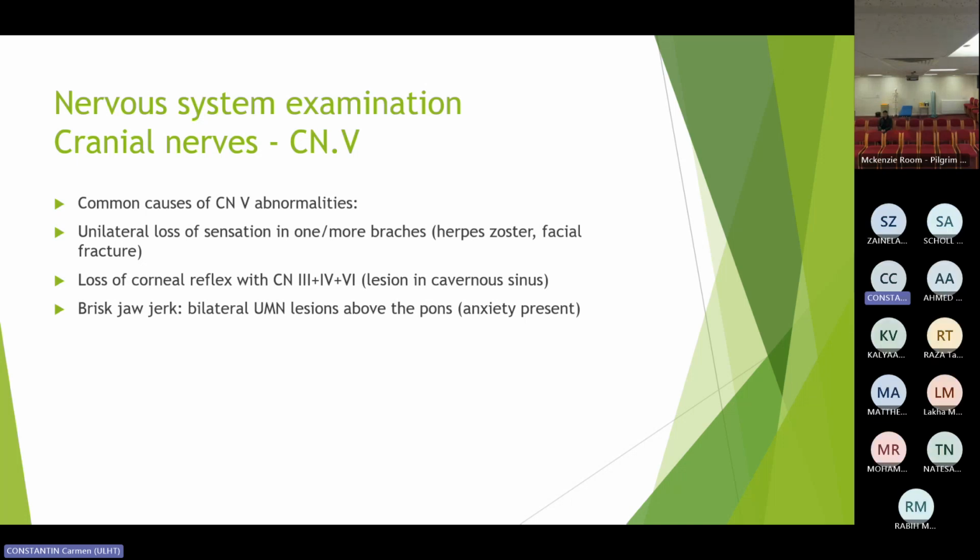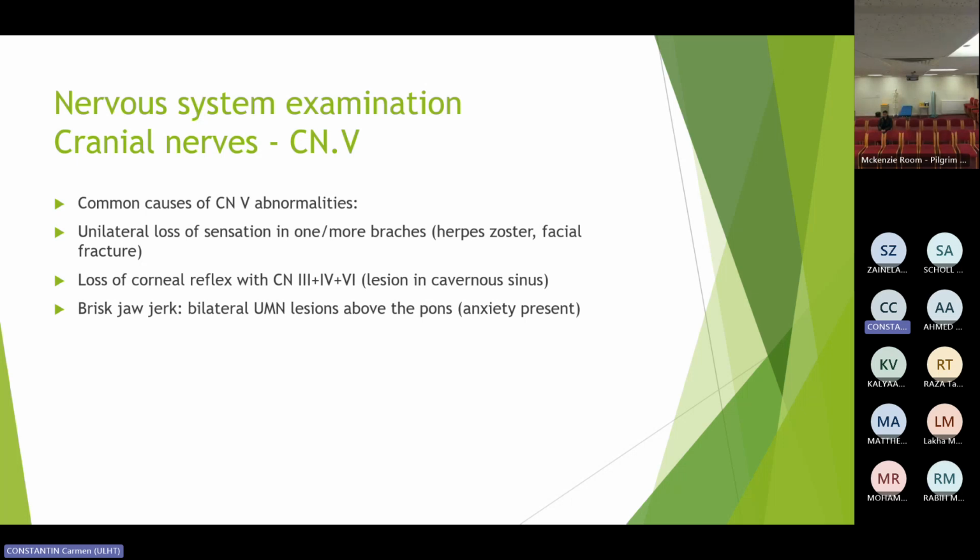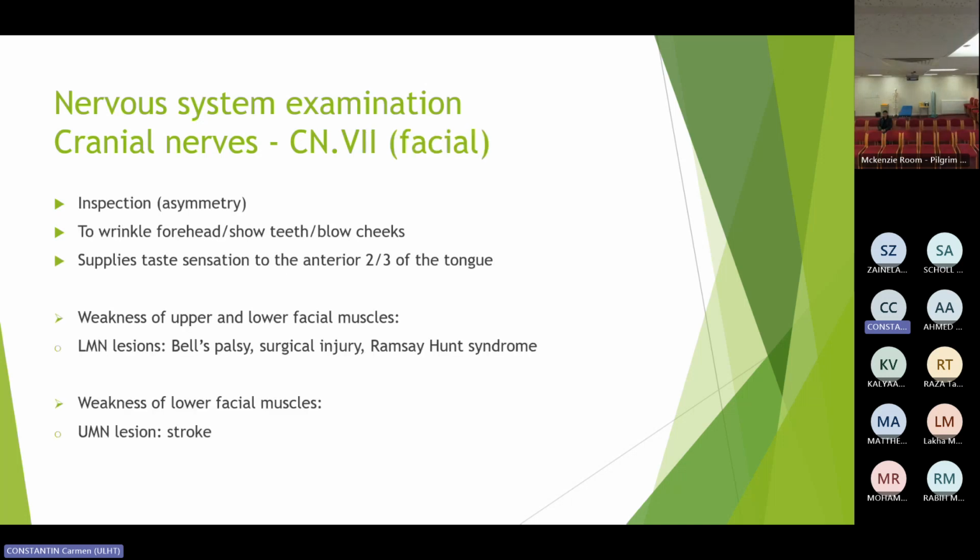So when we have a unilateral loss of the sensation in one or more branches, we could have it due to infections like herpes or injuries like facial fracture. Loss of corneal reflex with the three cranial nerves, third, fourth, and sixth, because of their anatomy, appears in lesion of the cavernous sinus. Also, brisk jaw jerk is present in bilateral upper motor neuron lesion above the pons. We will come back to upper and lower motor neuron just to distinguish between the two.